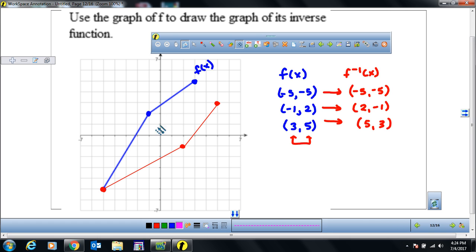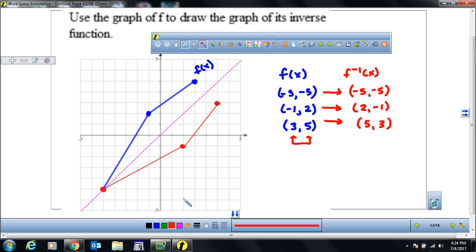And the reason is because if I do the y equals x line, this is your y equals x, -5, -5, it's its own reflection. So that point is exactly on the line of reflection, meaning that it is its own reflection. That's why it doesn't change.